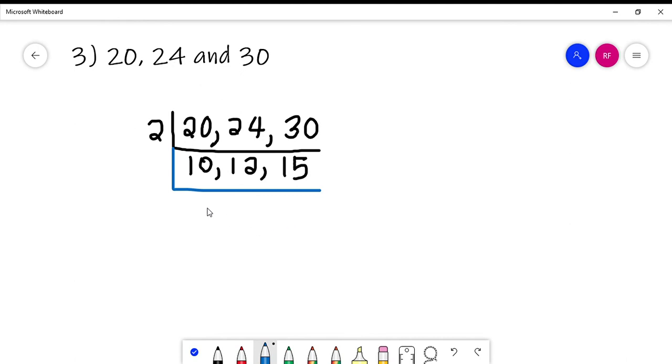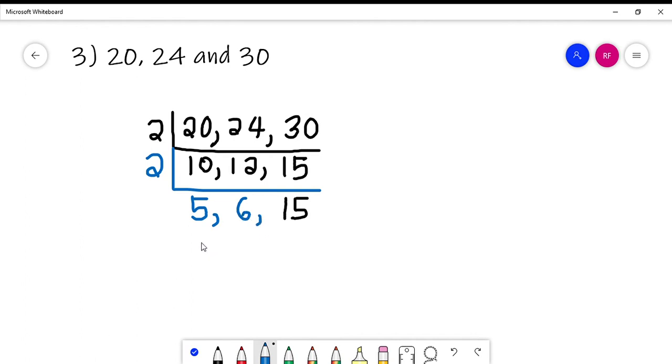So in this case, since 10 and 12 are both even numbers, we can divide them by 2. And since 15 is not divisible by 2, we can just write or copy it here. Okay? Then let us divide 10 and 12 by 2. As you can see, I use a different color for you to see the numbers that we only divided. Okay, so 10 divided by 2, that would be 5. Okay, and here 12 divided by 2, that would be 6.